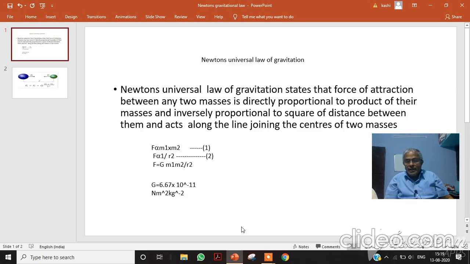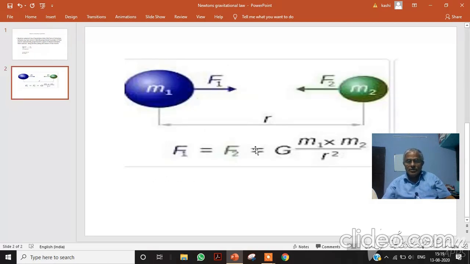Today we are going to learn about Newton's universal law of gravitation. This Newton's universal law of gravitation states that the force of attraction between any two masses is directly proportional to the product of their masses and inversely proportional to the square of the distance between them, and acts along the line joining the centers of the two masses.